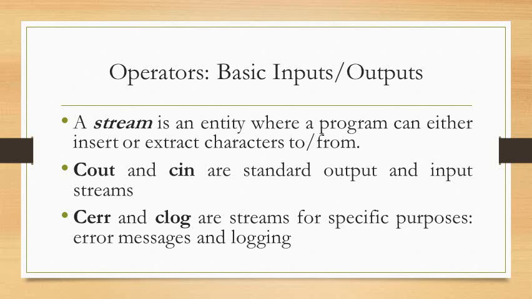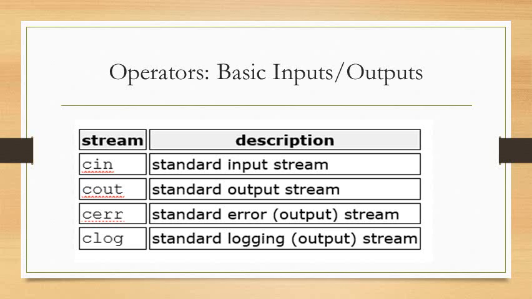A stream is an entity where a program can either insert or extract characters to or from. cout and cin are the standard output and input streams. cerr and clog are streams for specific purposes, error messages and logging in most cases. Now let's look at this table to demonstrate it very well.